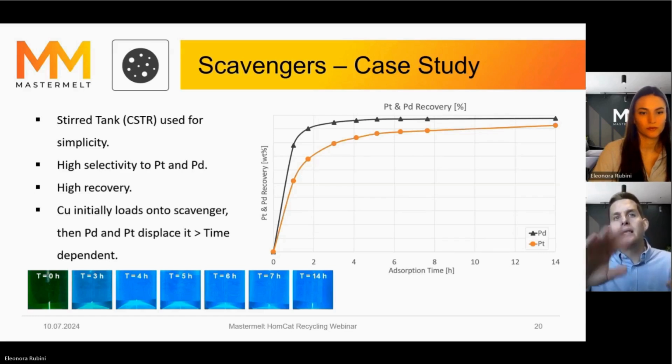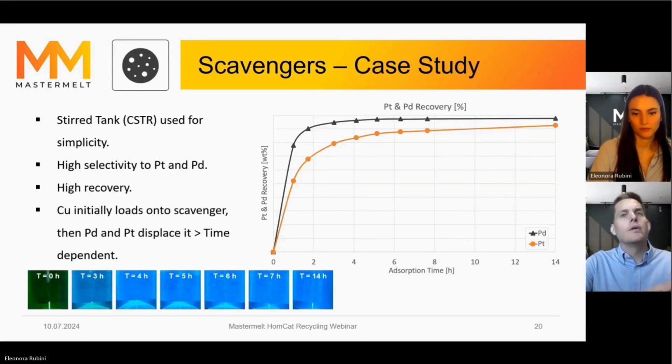In the 60, 70, up to 90%. And then gradually over time, we got up into the high 90s, which is where we'll be looking to be every time. So the customer's got a really high recovery. And also this scavenger in particular, the copper binds to the resin to start with. And then over time, the palladium and platinum displace it, which means we were able to also recover the copper for this customer.